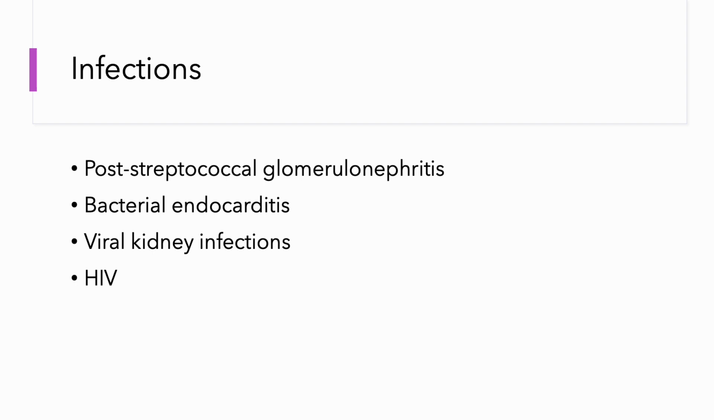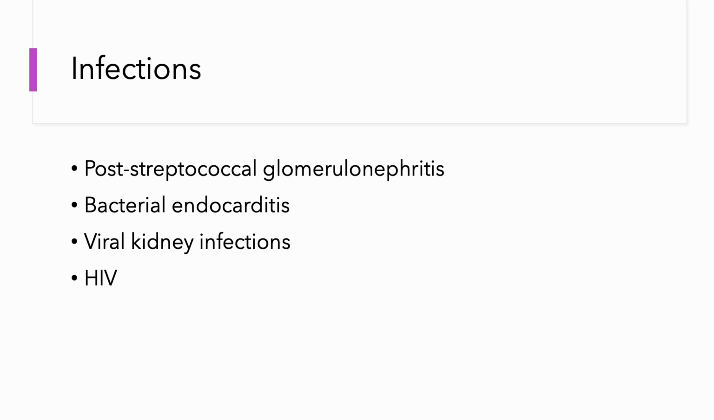Third is kidney infections. Viral kidney infections such as hepatitis B and hepatitis C. They cause inflammation of the glomeruli and other kidney tissues.